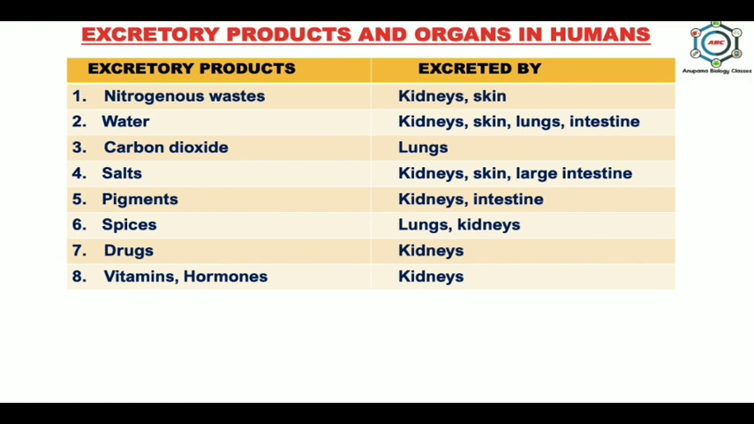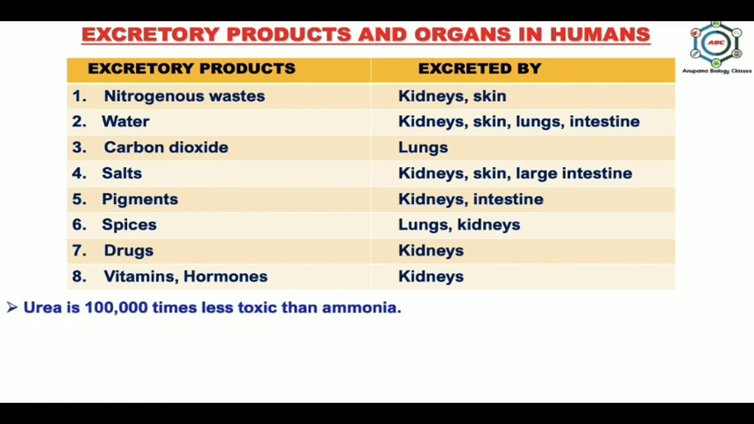Carbon dioxide, which is excreted by lungs. Salt, which is excreted by kidneys, skin, and large intestine. Pigments, which are excreted by kidneys and intestine. Spices, which are excreted by lungs and kidneys. Drugs, which are excreted by kidneys. And vitamins and hormones, which are excreted by kidneys.